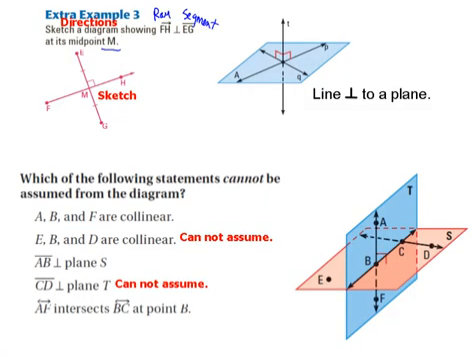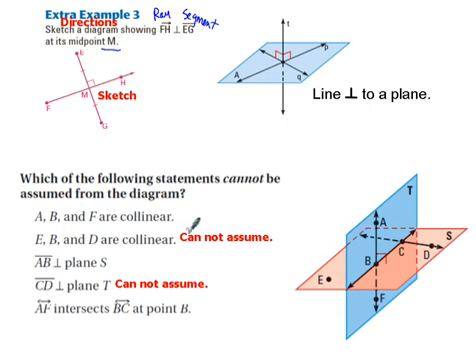Example 3 asks you to sketch a diagram. Ray FH is perpendicular to line segment EG at the midpoint M. So when we know that there is a midpoint M, we know that it's going to be congruent line segments. This is what the sketch would look like. Here's the sketch of the line perpendicular to a plane.